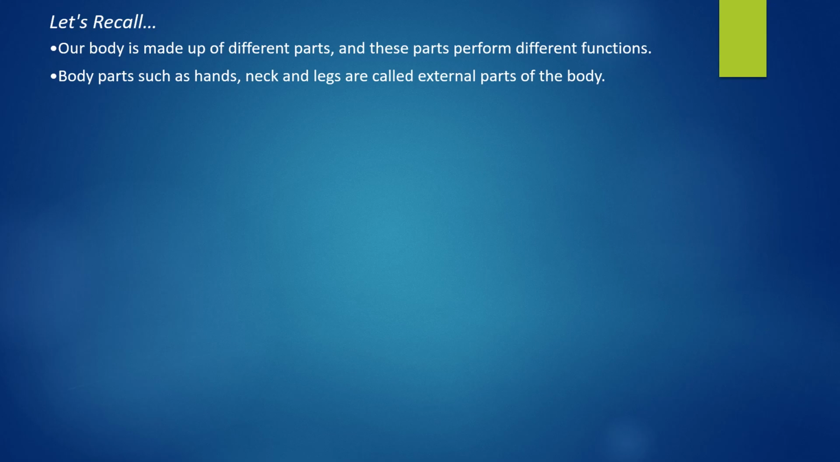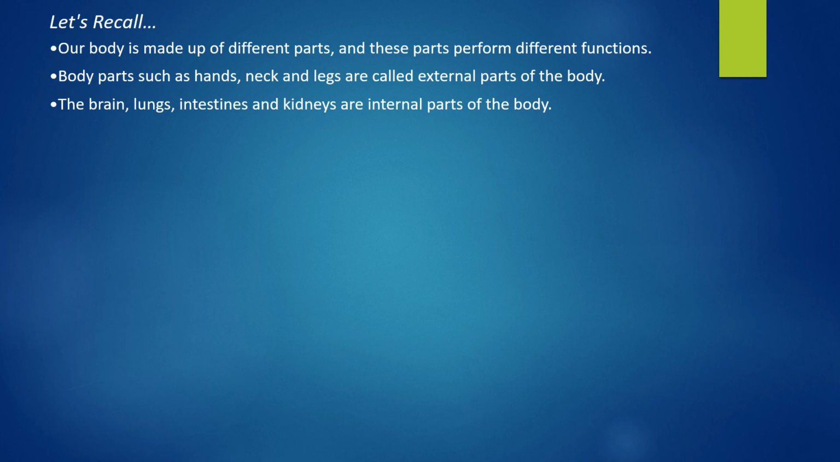Body parts such as hands, neck, and legs are called external parts of the body. So body parts such as legs, neck, hands are situated outside of our body. So these are called external body parts. The next one, the brain, lungs, intestines, and kidneys are internal parts of the body. So the brain and lungs are situated inside of our body. So they are called internal body parts.